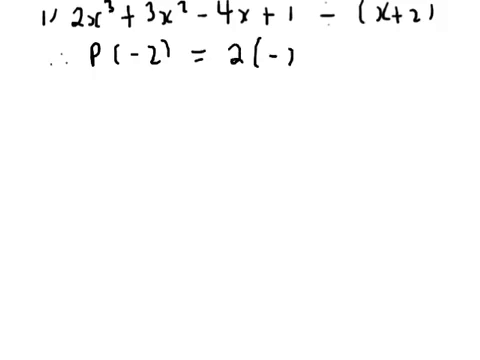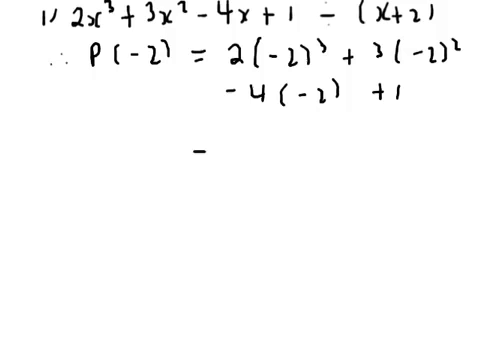So if we do that, apologies for the handwriting, and we sub in negative 2 wherever we see x, we should come up with negative 16 plus 12 plus 8 plus 1, which gives us a remainder of 5. So when we divide that cubic polynomial by x plus 2, we get a remainder of 5 using the remainder theorem.